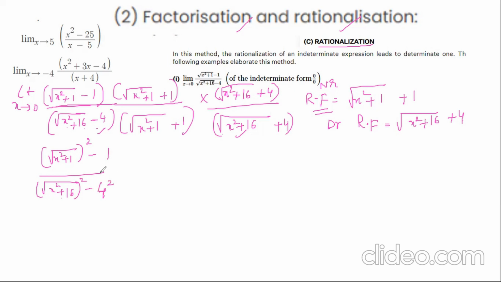Got it? Into what is left in the numerator? Numerator is left with this one, no? Yes. So this thing into square root of x square plus 16 plus 4 into x square root of x square plus 1 minus 1 plus 1 plus 1. Right? You got like this.